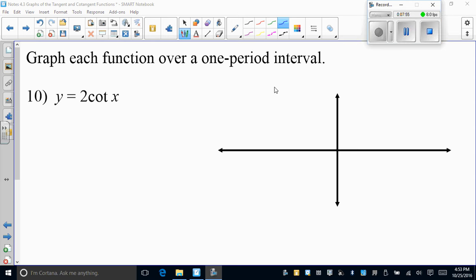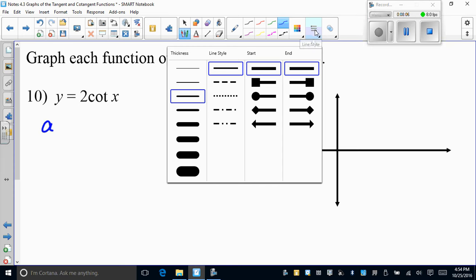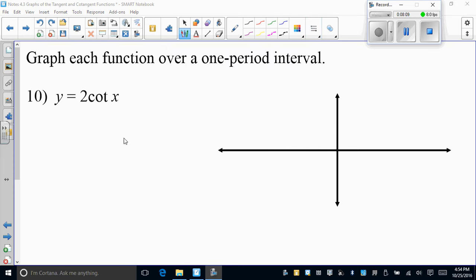Okay, so back to this one here. Our a value here is 2. Our b value is 1. We don't have a c or a d. This gives us a period of pi. But remember, cotangent goes from 0 to pi. So if we don't have any kind of phase shift going on or shrinkage on the x values, then it's 0 to pi.